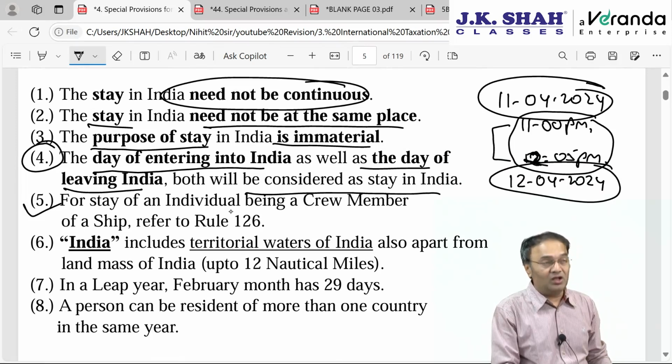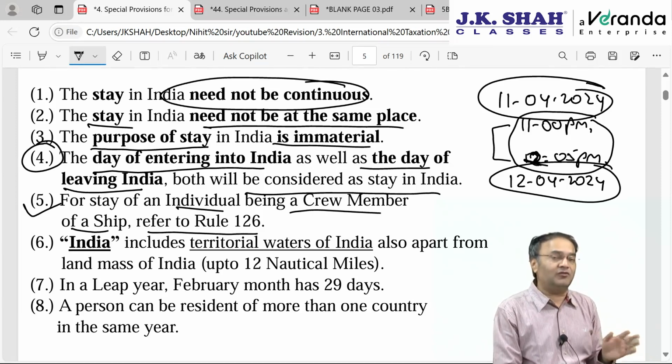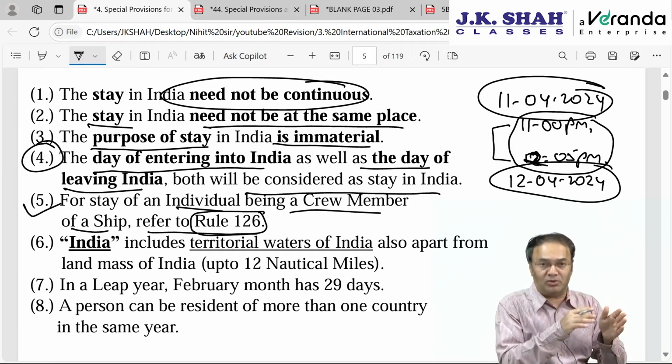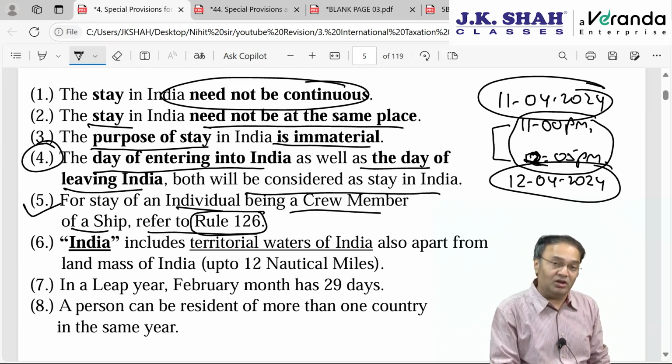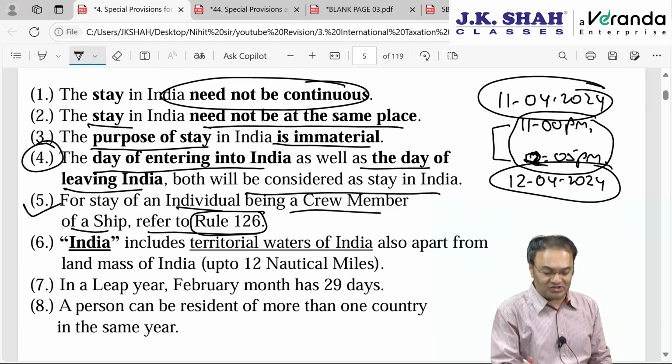Okay, then individuals who are crew members, that means staff members, crew members of an Indian ship or foreign going ship, will be calculated slightly differently as per rule 126. Whichever country's ship it may be, if the ship is going from India to abroad, it is called a foreign bound ship, then the calculation will be made slightly differently. We will be discussing what it is.